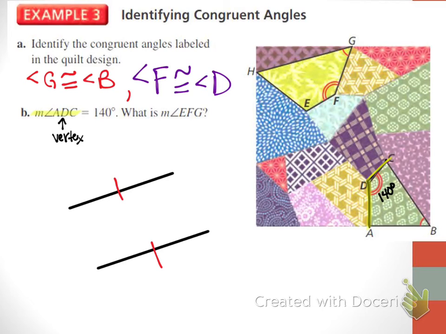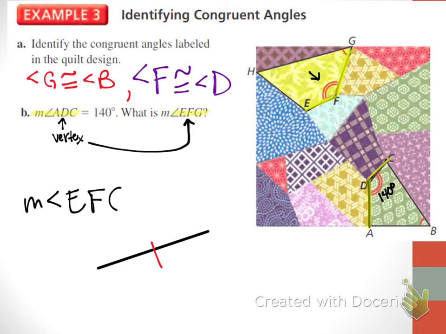Right here. All right. And then it says, what is the measure of EFG? What's the vertex of EFG? F. So that means this angle, where F is the vertex, is what we're trying to find. What do I know about these two angles, about F and D? They're congruent. They have two arcs, which means they're the same measure. So what is the measure of EFG? 140. So you're going to list it. The measure of angle EFG equals 140 degrees.